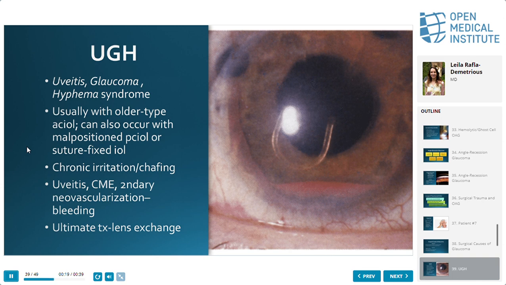And basically what happens, you have chronic irritation and chafing, and then intermittent rebleeds. And this can lead to CME, or cystoid macular edema, and then secondary neovascularization and bleeding from that. And the ultimate therapy for this is lens exchange. I mean, it's not even worth fooling around with it because it's just going to keep on happening.